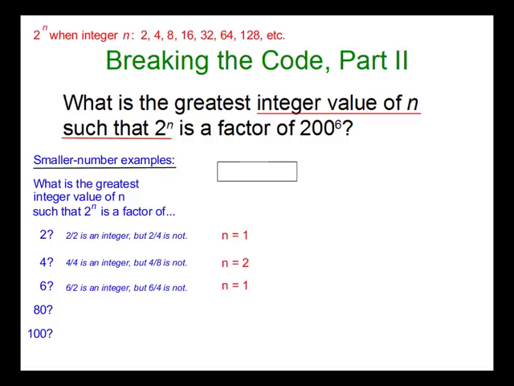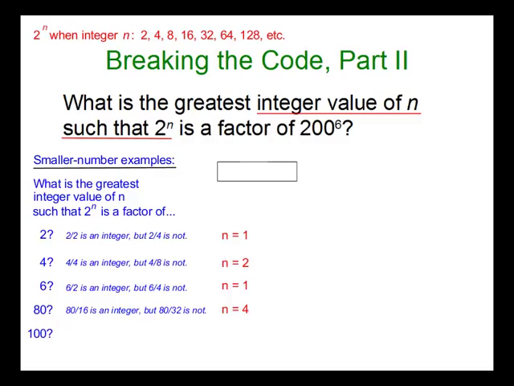We'll keep going with this. We'll see that kind of pattern again. 80 is divisible by 16. 80 over 16 is 5, in case you're checking. But 80 divided by 32 is not an integer. So 16 goes in, that's 2 to the 4th, n is 4.